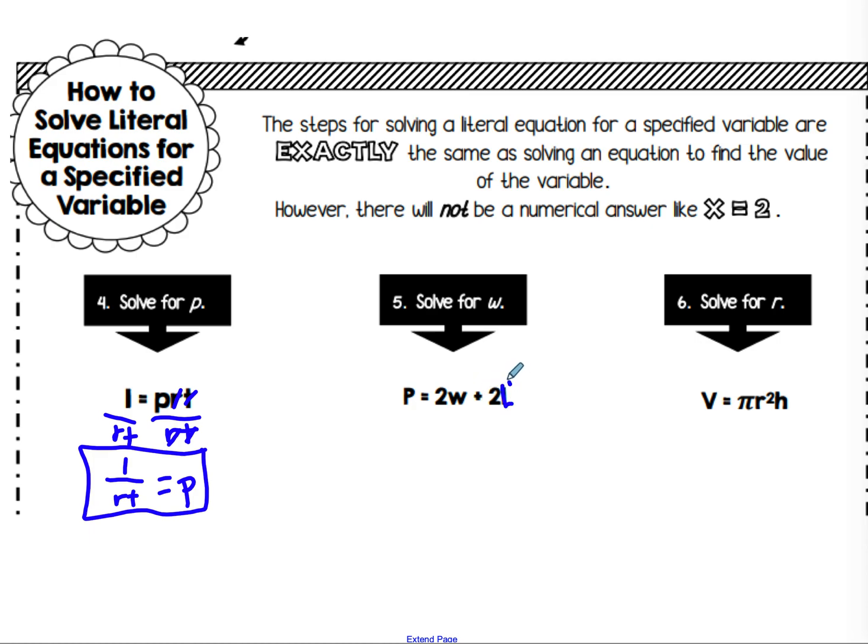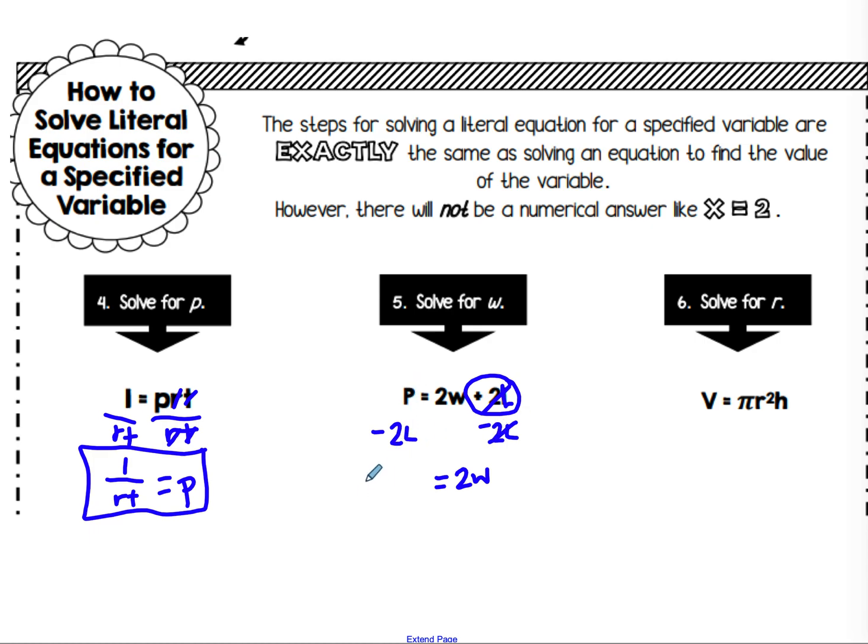I have to get rid of the addition and subtraction first. So I have to get rid of the 2, but I need to get rid of the 2L. So I'm going to subtract 2L from both sides of my equation. Just like we did when we had ones with variables on both sides. So on this side I have 2W, 2L minus 2L is 0.